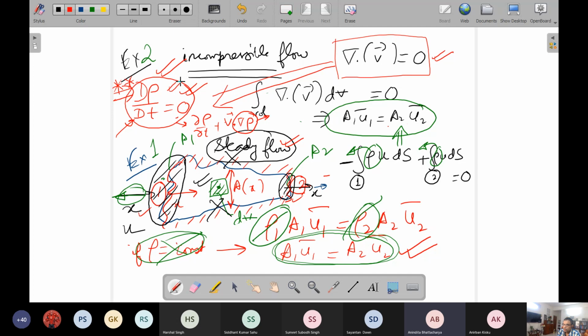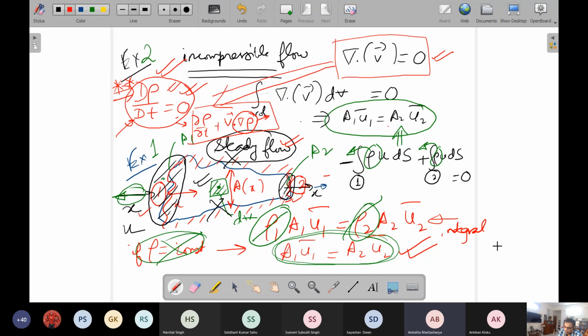Okay. Excuse me, sir. Yes. Sir, if grad rho is equal to 0, does that mean it is a much stronger condition than rho v dot n dS equal to 0? No. I mean, you have to keep in mind that this is a differential equation, and whatever you write equal to 0 or not, these are differential ones, and this is called the integral approach.